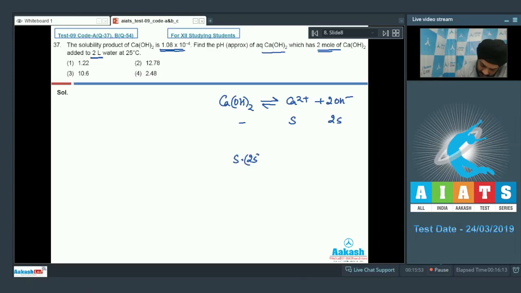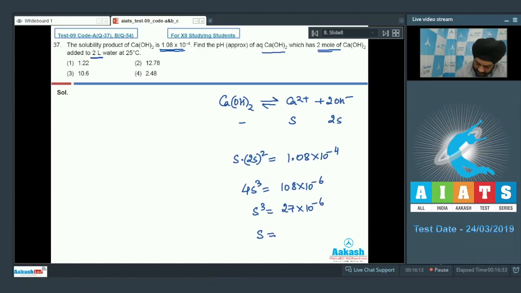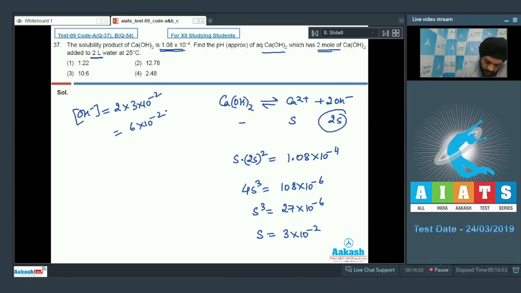We have S into 2S whole square, which is equal to 1.08 into 10 to the power minus 4. So we have 4s cube equal to 108 into 10 to the power minus 6, and s cube is equal to 27 into 10 to the power minus 6. In solving for the value of s, we have s equal to 3 into 10 to the power minus 2. Now students, the hydroxide ion concentration is given by 2s. So the OH minus ion concentration shall be equal to 2 into 3 into 10 to the power minus 2, which is equal to 6 into 10 to the power minus 2.